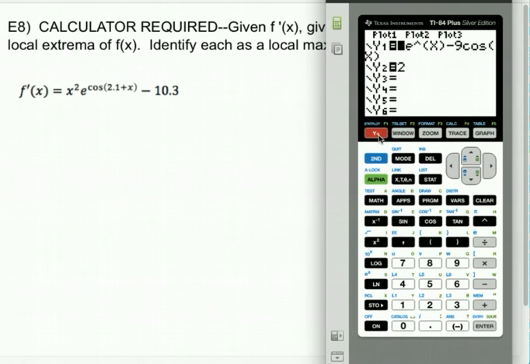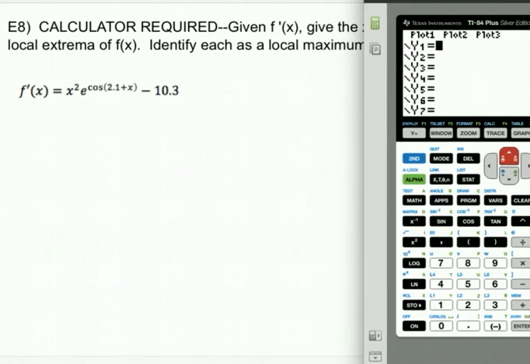Okay, so I'm going to put this in as y1 in my calculator. This is not the thing that I had in my calculator before, so let's go ahead. Okay, so x squared, e to the, and then this is going to be cosine of 2.1 plus x, close the parentheses, minus 10.3. Cool. So let's double check. Oh, I need another parenthesis for the exponent. My bad. Okay, so you should always double check when you have something complicated like this.